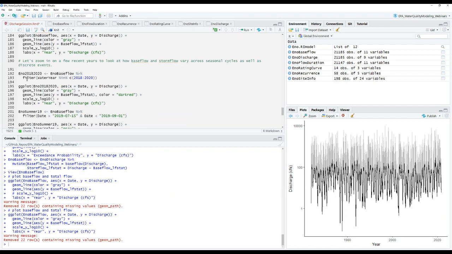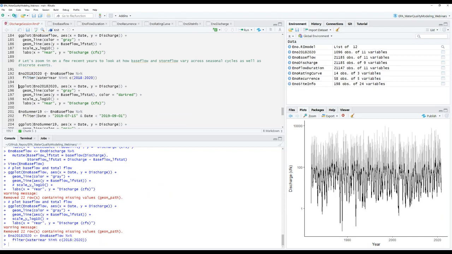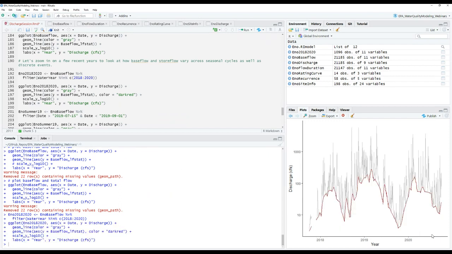And then we're going to use the filter function to select certain rows of the code that include only the water years from 2018 through 2020. Now let's plot the same graph, but sort of zoomed in. So again, discharge is going to be in gray. And then we'll plot the base flow. In this case, I plotted it as dark red. I think it shows up pretty well. This will be on the log scale for discharge. So let's make that plot.